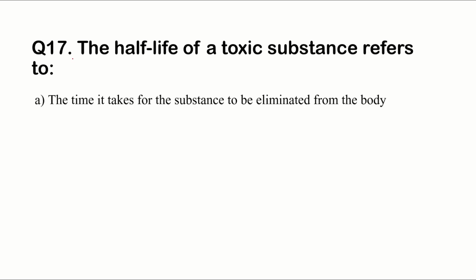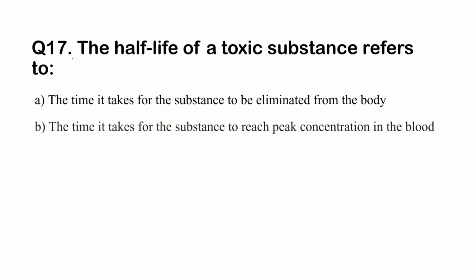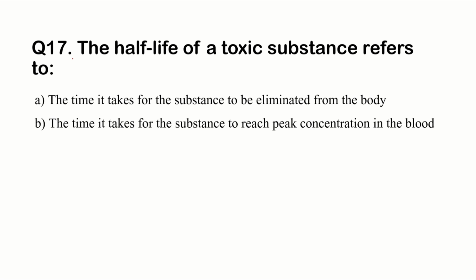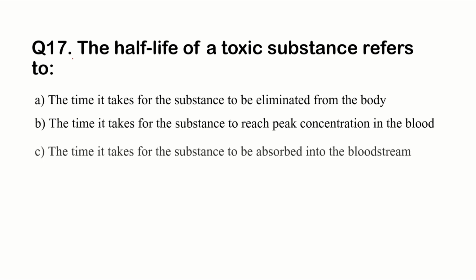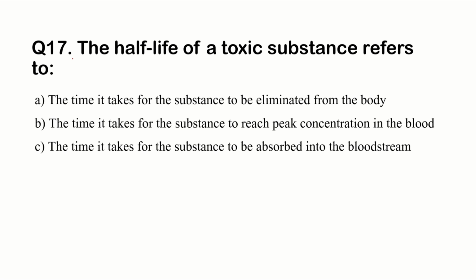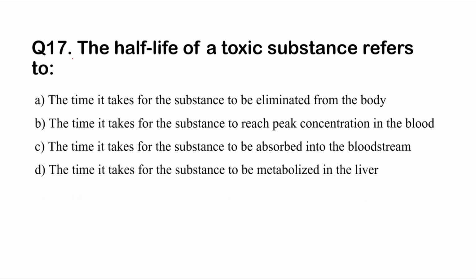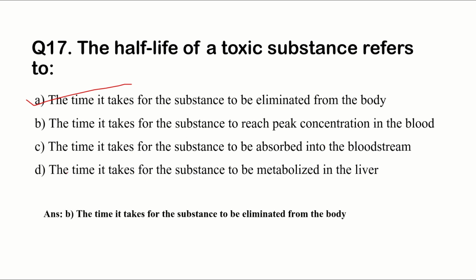Question number 17. The half-life of a toxic substance refers to the time it takes for the substance to be eliminated from the body. Next is the time it takes for the substance to reach the peak concentration in the blood. Option number C, the time it takes for the substance to be absorbed in the bloodstream, and option number D, the time it takes for the substance to be metabolized in the liver. As we know, the half-life of a toxic substance is the time it takes for the substance to be eliminated from the body. So the right answer is option number A. Here is a typo mistake. So the right answer is option number A.